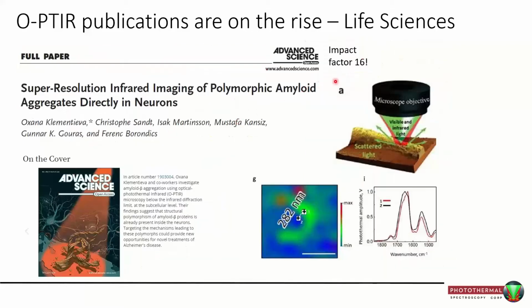This was another pretty hot publication that came out maybe a couple of years ago, looking at imaging of polymorphic amyloid aggregates directly in the neurons themselves. That was a huge one, with an impact factor of 16. And I like this figure because it shows how from point 1 to point 2, they're only separated by 282 nanometers, and you can actually see protein secondary structure differences.